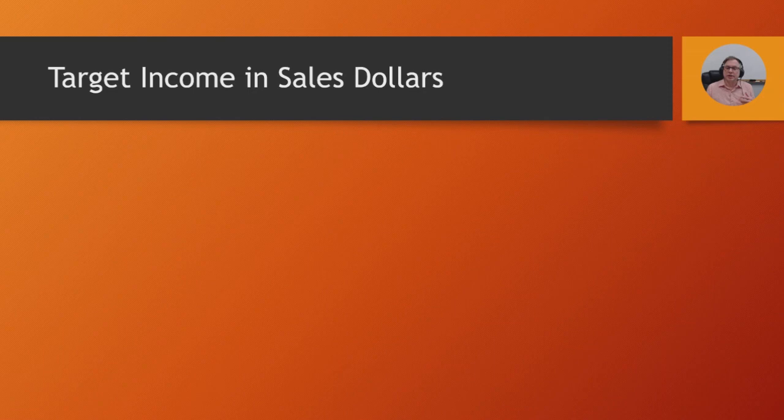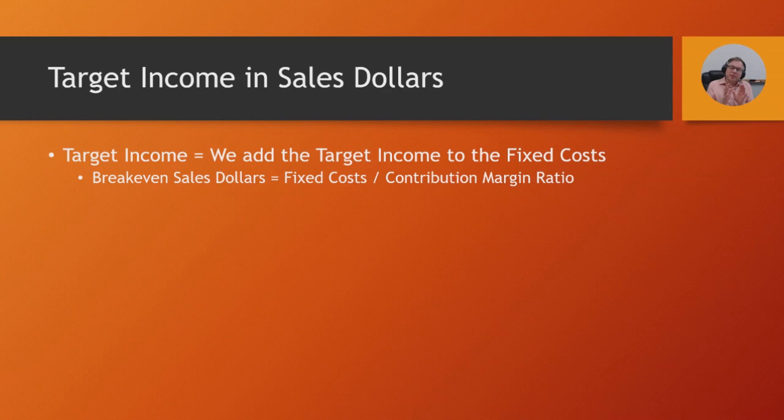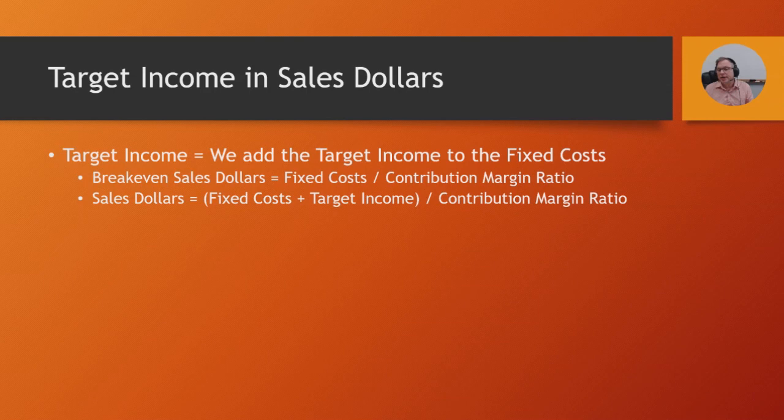Now let's try to do that for target income in sales dollars. What would the sales dollars be? So target income, again, we add target income to fixed cost. So remember our break-even sales dollar calculation was fixed costs divided by contribution margin ratio. And we saw that in our CVP analysis, break-even units and sales dollar video. So what we're going to do is just add that target income to it. So fixed cost plus target income divided by contribution margin ratio will give us the desired sales dollars we need to hit that target income.